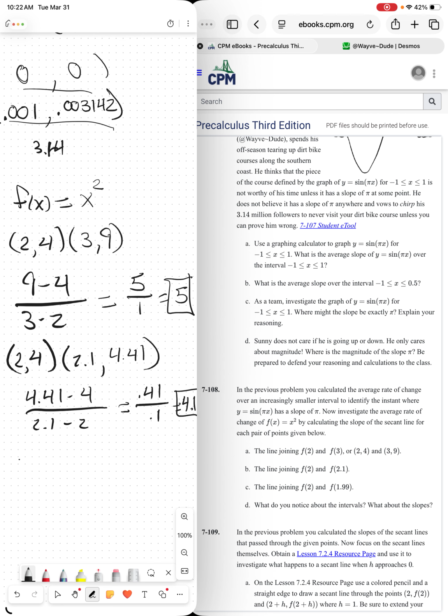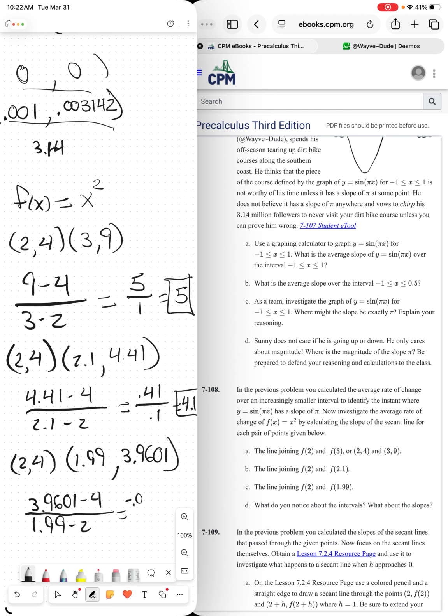We're going to do this again at 2, 4, and 1.99. If we do 1.99 squared, we get 3.9601. Again, take your slope: 3.9601 minus 4 over 1.99 minus 2. This is negative 0.0399 over negative 0.01. And if we divide those, you should get 3.99.